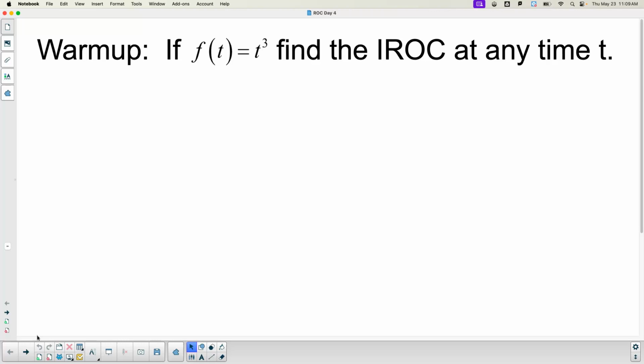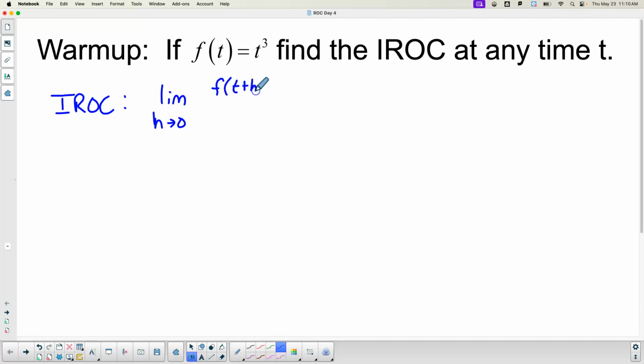I have threes now. Did you take out an H? I did take out an H. How many H's did you take out? One. Did you forget the H squared? So this is 2 now, and it's H to the third again. Your 1, 3, 3, 1 should be t to the third plus 3t squared h plus 3t h squared plus h to the third. And then you have a minus t to the third.